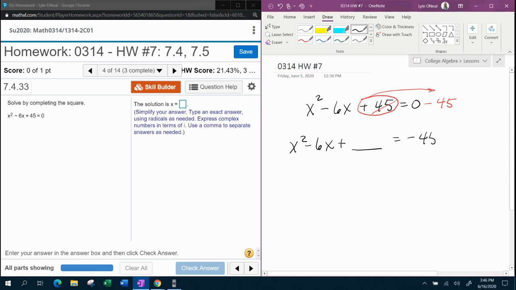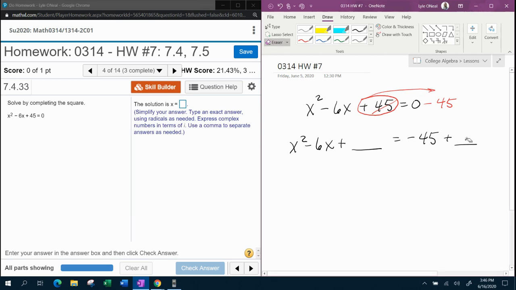negative 45. Now listen, what I'm going to do is I'm going to come up with some number that I'm going to add to this side that will complete the square. So whatever I add to one side, I have to add to the other, okay? So this question mark is going to be the number we come up with when we complete the square.